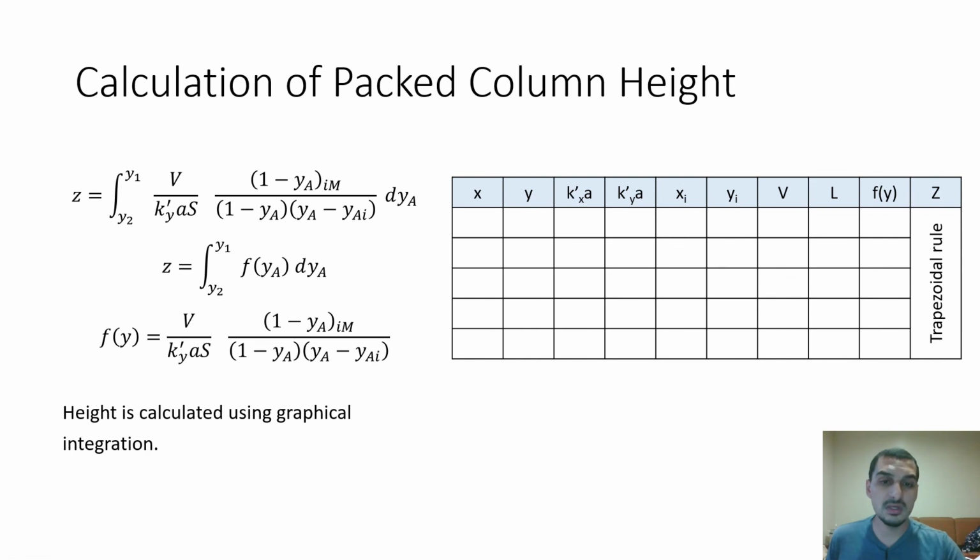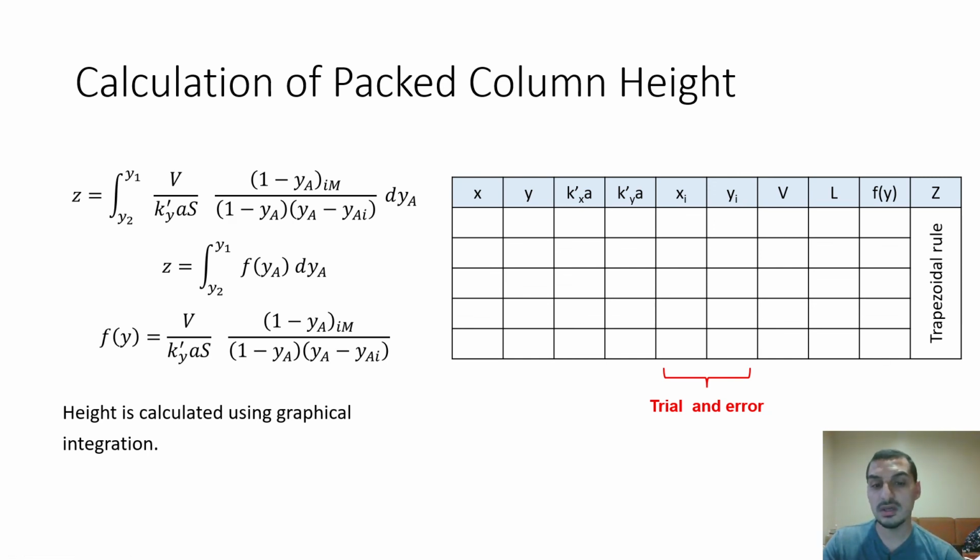So what we are going to do is first calculate or assume or get the values of x and y from the operating line equation, then calculate k dash x a and k dash y a, and then calculate x interface and y interface. And this is going to be a challenging thing because, as we said before, this is a trial and error calculation. So you're going to do this for many terms, and I'm going to use macros to make it simple for us. And then you calculate the liquid and vapor flow rate. So now you know all these terms here, and then you can calculate f of y, and using the trapezoidal rule, you can calculate the total height of the column.